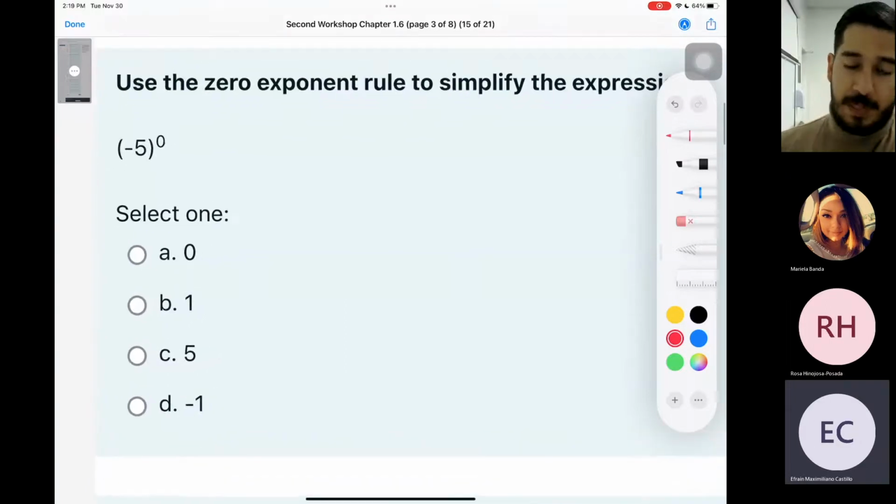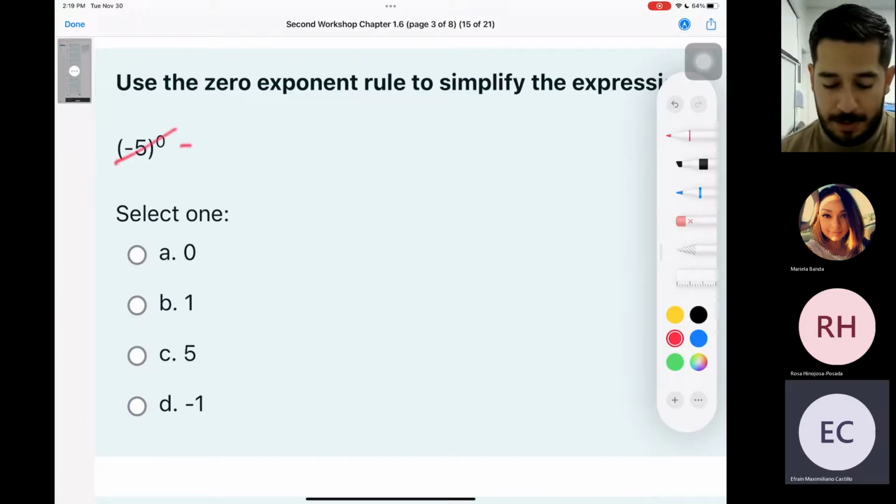So -5, all of it, the parentheses, everything's to the power of 0. That means it cancels out to a 1. So my answer is 1. Now I have to be careful. Only whatever is in front of the exponent cancels out. In these two cases, we don't have any trouble because in front of the exponent is a parenthesis, so everything inside the parenthesis just cancels out.